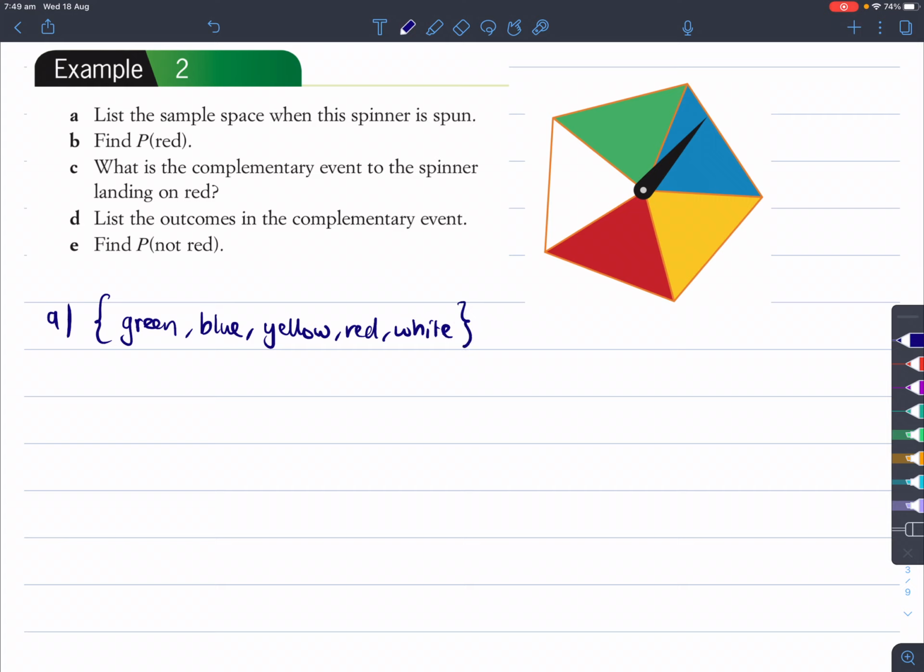Okay, question B. Find the probability of red. Well, red only happens once out of 5. So we can say P of red is equal to 1 out of 5.